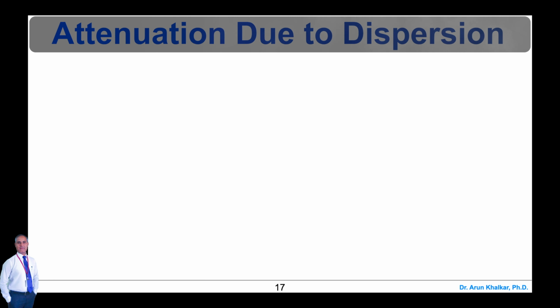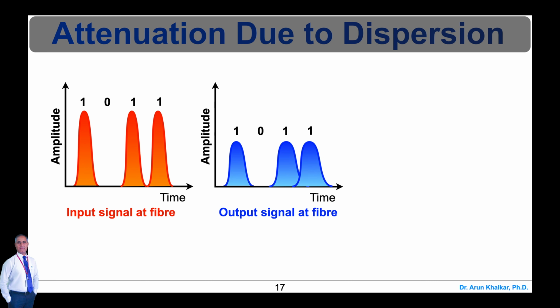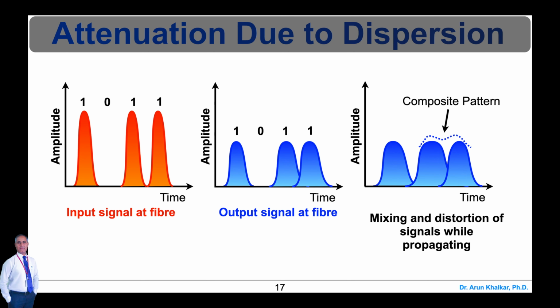The attenuation due to dispersion is shown in these figures where input and output signals are shown. The input signal carries the information in the form of light, which includes zeros and ones. The same signal as the output of the fiber is shown, which contains the same information but the signal strength is reduced due to attenuation. During propagation, the signal gets mixed and distortion occurs in the output signal, which shows a composite pattern in which zero is missing. This is the graphical representation of attenuation due to dispersion.